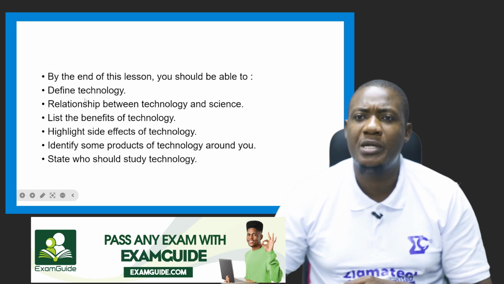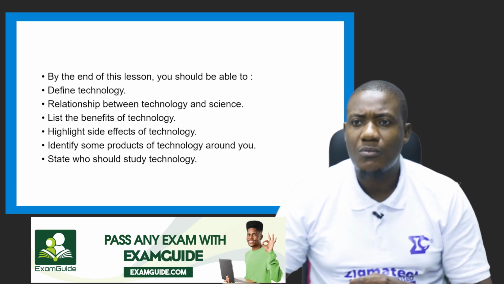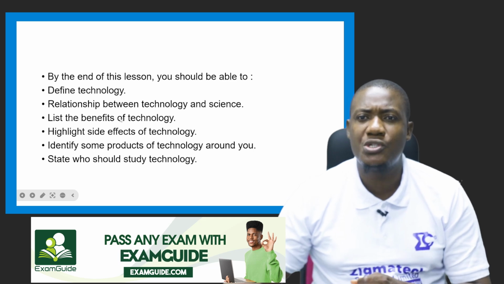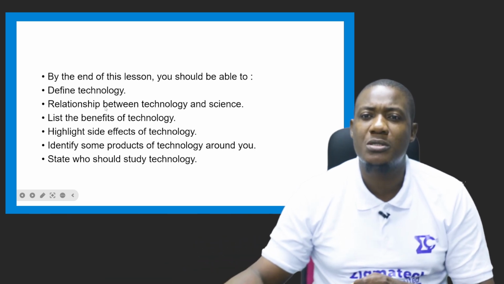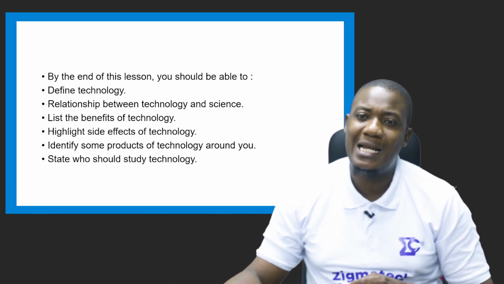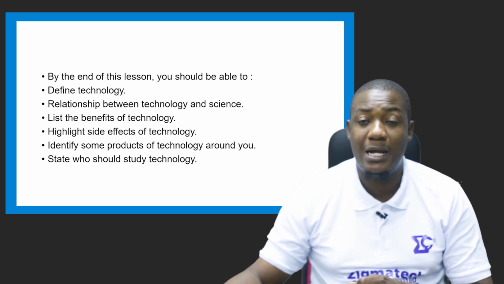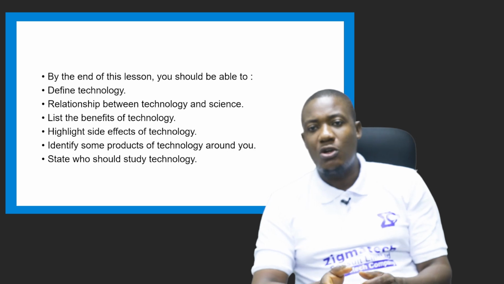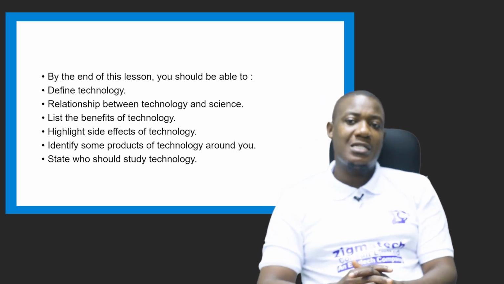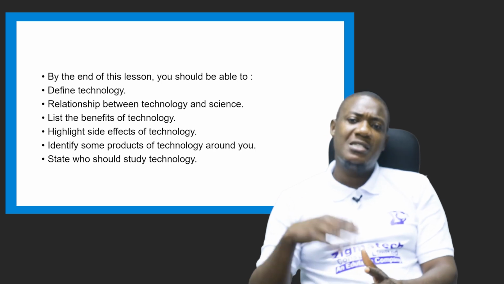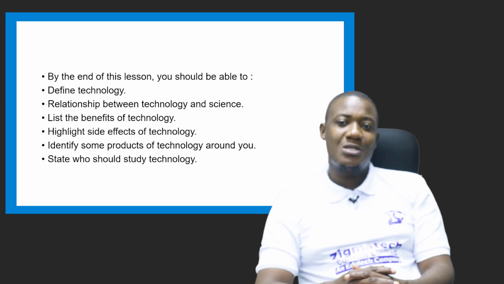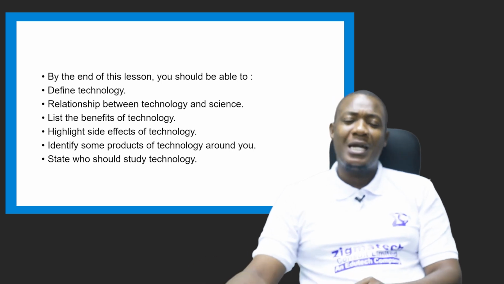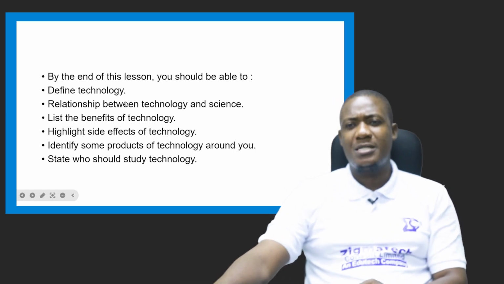By the end of this topic, you should be able to define technology. You should also be able to state or highlight the relationship between technology and science. List the benefits of technology, highlight side effects of technology, identify some products of technology around you, and also state who should study technology. Okay, let's progress.